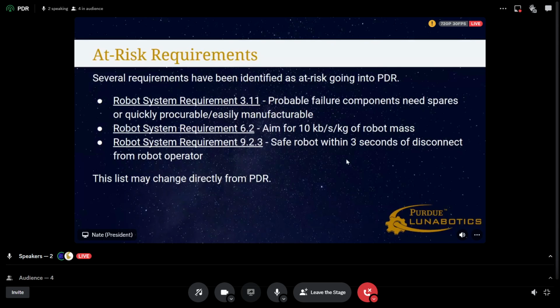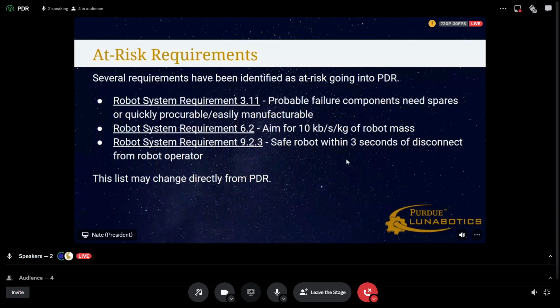And lastly, we have system requirement 923. This is to make sure that the robot safes itself within 3 seconds of disconnecting from the robot operator. So if it doesn't receive any input from the operator, then it'll shut itself down because we have no idea what the robot is doing. And so this one was overlooked during our algorithm design.